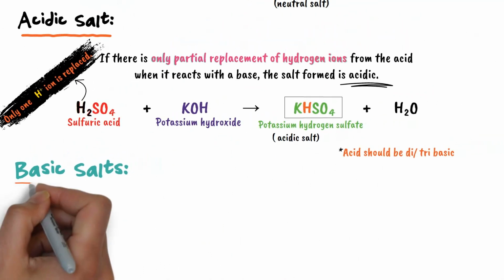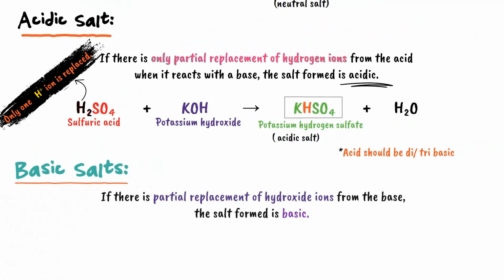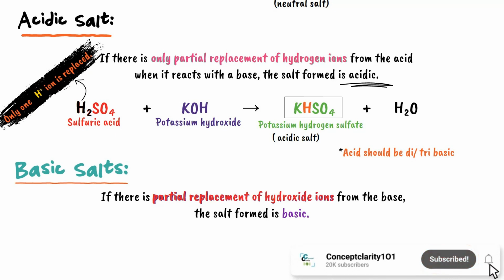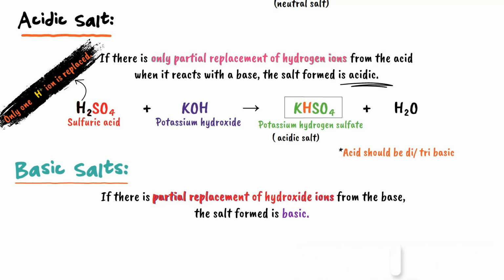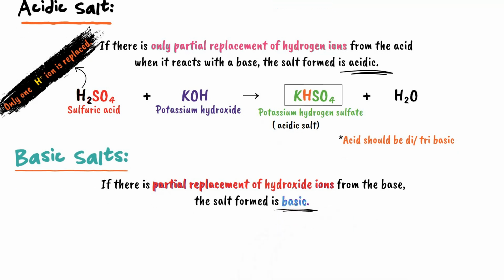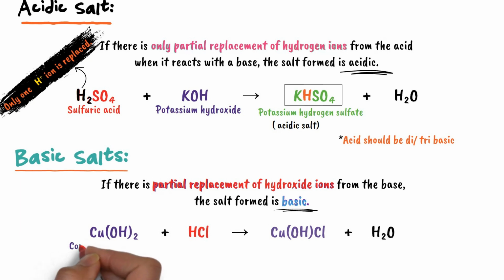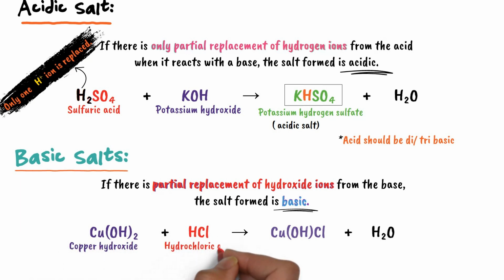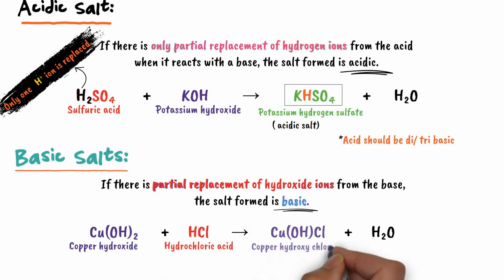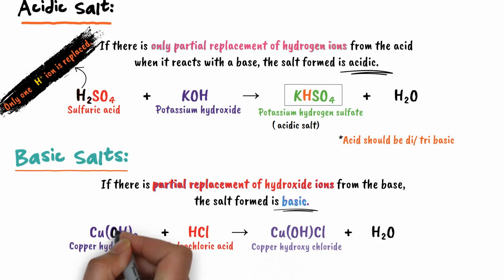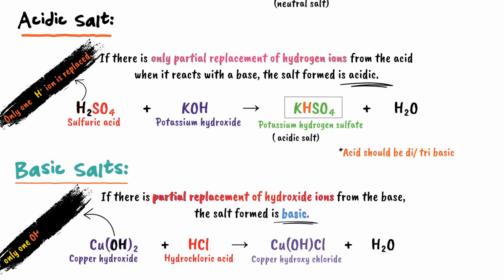Basic salts. Now, if in a reaction there is partial replacement of hydroxide ions from the base, the salt formed is basic. For instance, in the reaction where copper hydroxide reacts with hydrochloric acid to form copper hydroxychloride, only one hydroxide ion is replaced, making the salt basic.